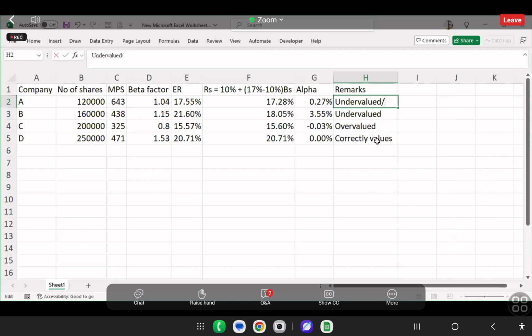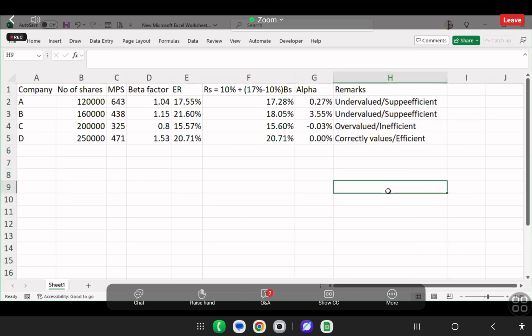The overvalued one, we say that it is inefficient. This one is super efficient. This one is super efficient. This one is super efficient. This one is inefficient. This one is inefficient. And this one, we say that it is efficient. That is what the question was about. State whether they are super efficient, inefficient, overvalued, or correctly valued. That is what was needed.